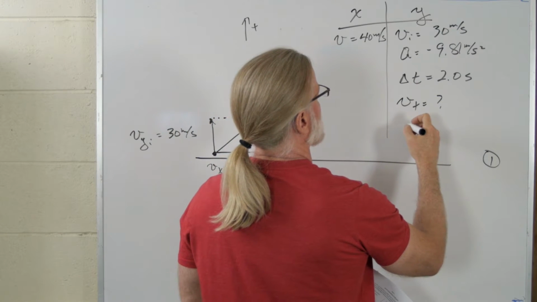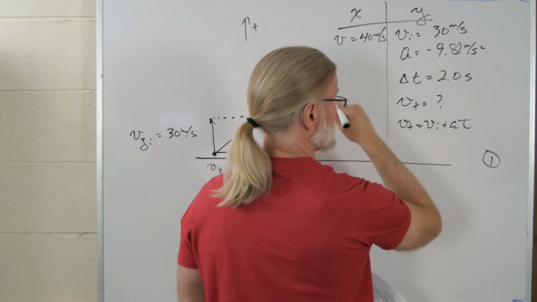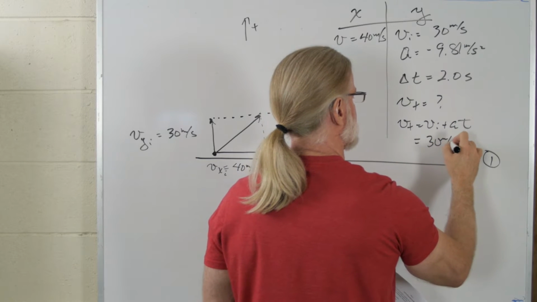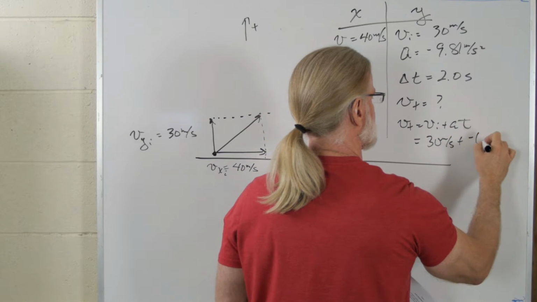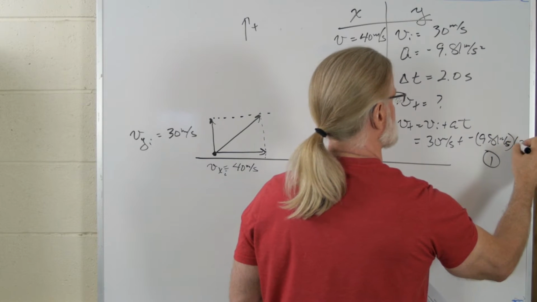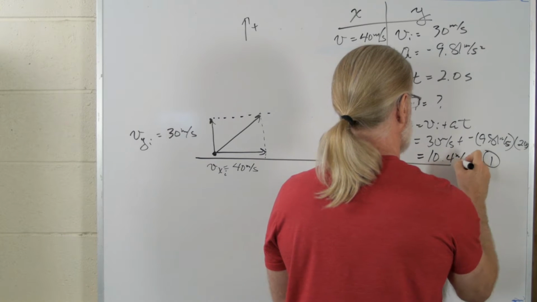All right, so I guess we'll use V final equals V initial plus a t, or delta t, or whatever. 30 meters per second plus a negative 9.81 meters per second squared times 2 seconds. 10.4 meters per second.